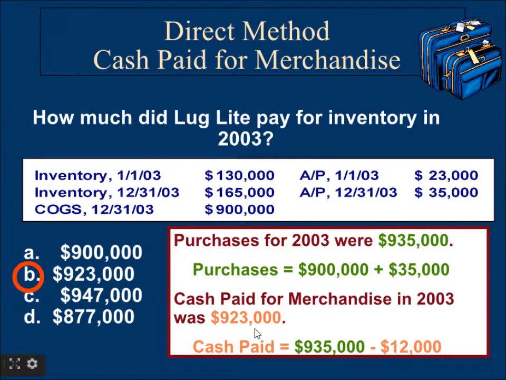Why is the increase in accounts payable deducted? Because we have not paid the cash. We have bought this particular item on credit, so we have not paid the cash yet. Unless and until we pay that cash, it doesn't come under cash paid. We are yet to pay the increase in accounts payable, which is 12,000. So if we deduct it from the purchases, we will get the actual cash paid for this particular year, which is 923,000.